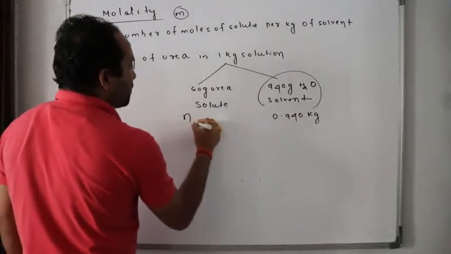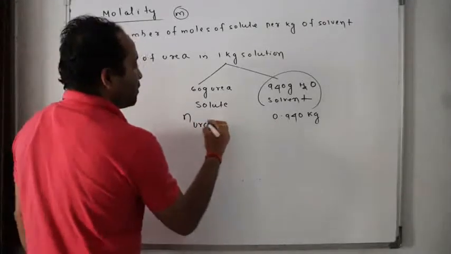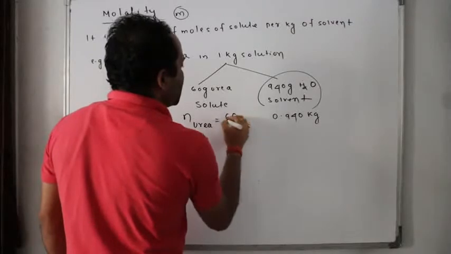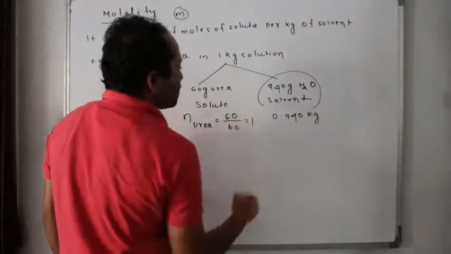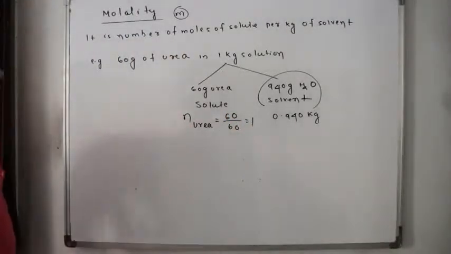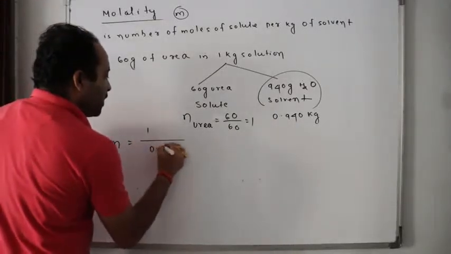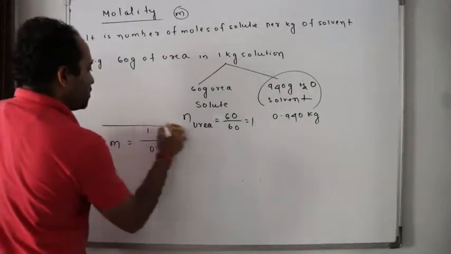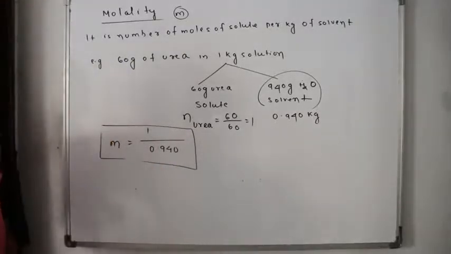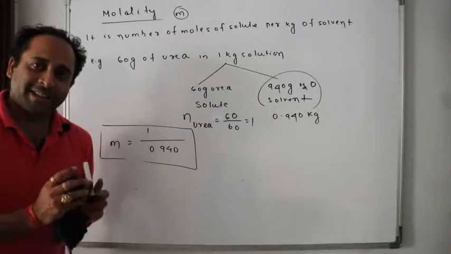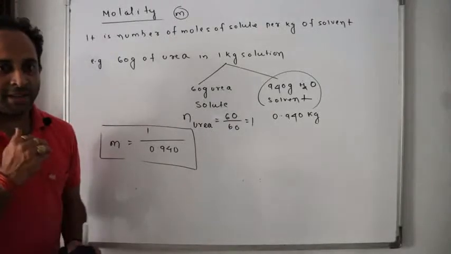Now, how to find the number of moles of urea? Number of moles of urea is equal to 60 by 60, which is equal to 1. Molality is equal to 1 by 0.940. This is the molality. Do you understand now? Was the question easy? Did you understand clearly?